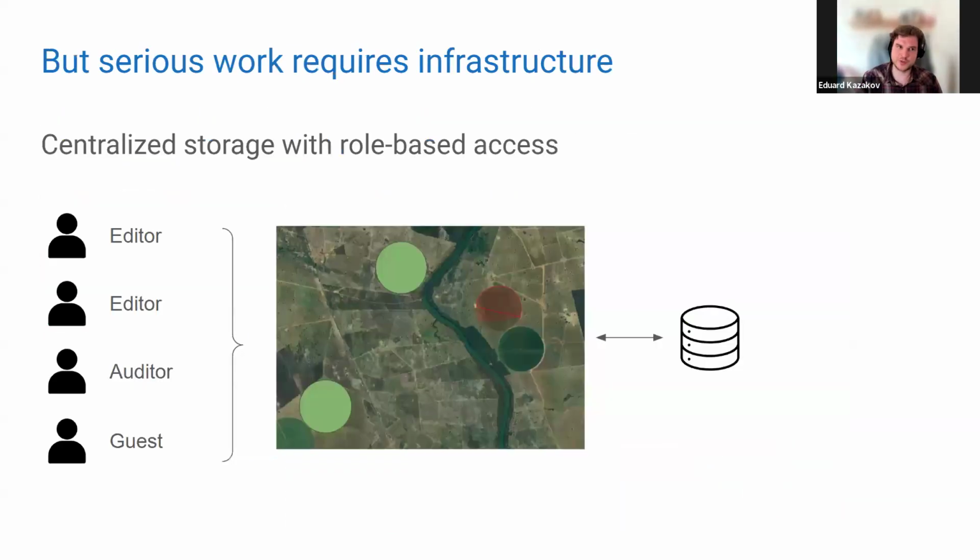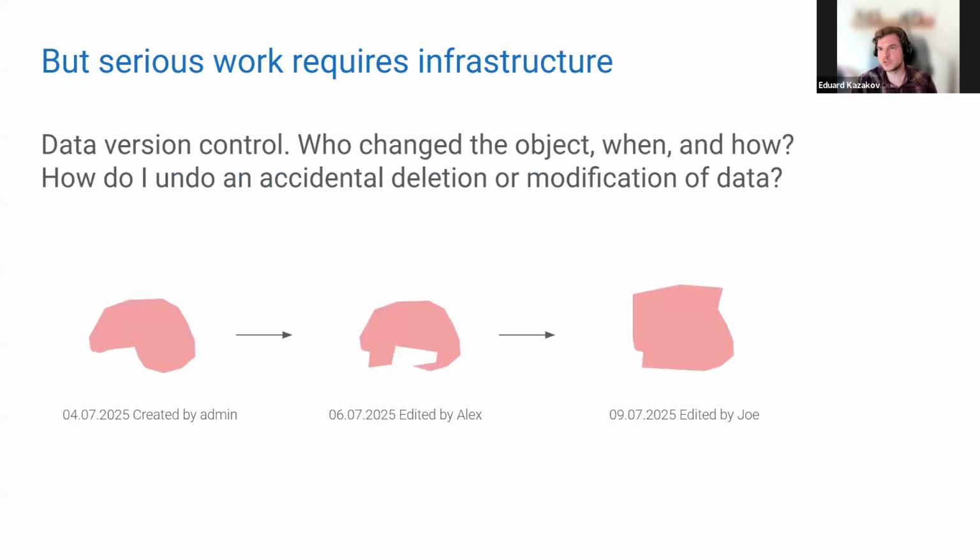What kind of infrastructure do I mean? The first thing you want to have, if you have a team or organization, is some kind of centralized storage with role-based access to the data. Yes, you have a lot of people. They have to collaborate on the data, on the maps, etc. QGIS as a desktop application can't provide it by itself. You need something to control and track the changes, to be able to answer questions like who changed the object, when, and how you can undo an accidental deletion or modification of data.